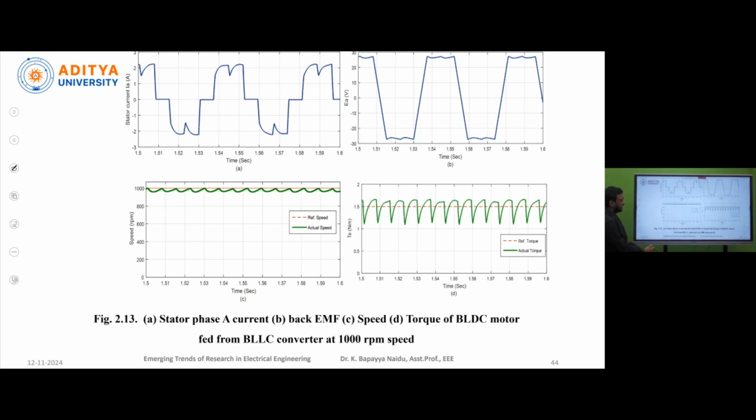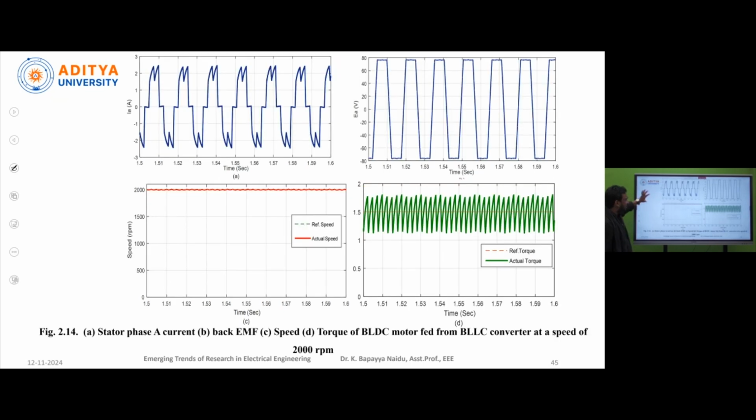Okay, and when the motor is running at 1000 RPM speed, here also the stator current is very close to the square shape. Automatically the ripple of the torque will also be reduced. Okay, and if you are running this motor at the speed of 2000 RPM, here also we obtain less torque ripple.